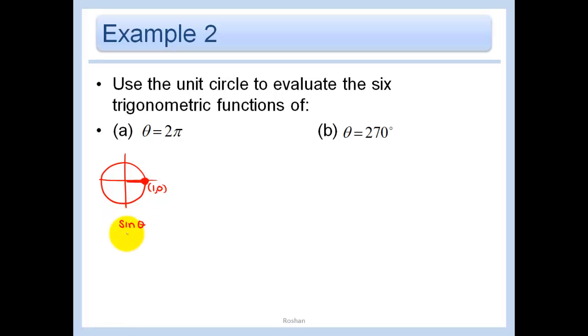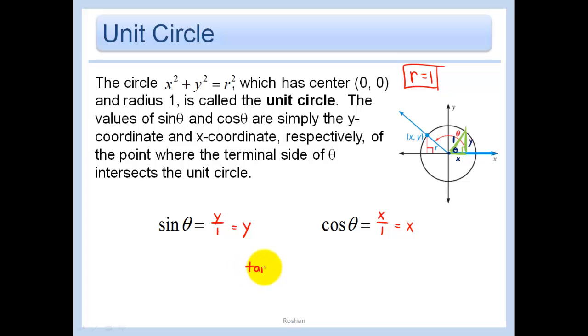So sine, cosine, tangent. We need cosecant, secant, cotangent. So sine is just going to be the y coordinate, or 0. Cosine is just going to be the x coordinate, or 1. And then tangent is just going to be y over x, 0 over 1, which is 0. Maybe I'll put that on this slide. Tangent theta is going to be equal to y over x. Same logic, we have opposite over adjacent.